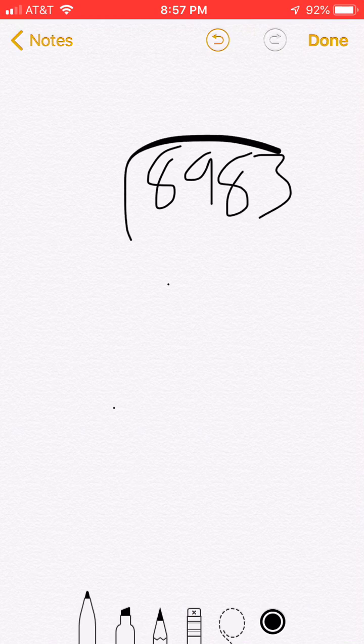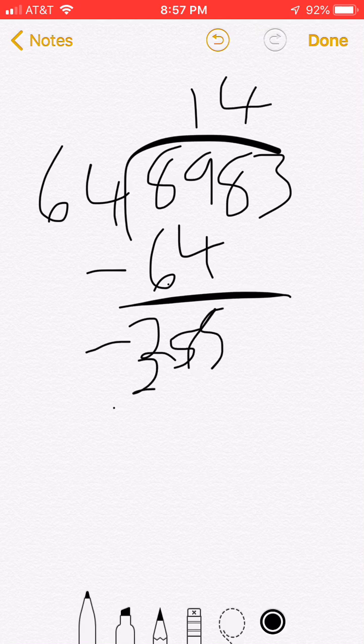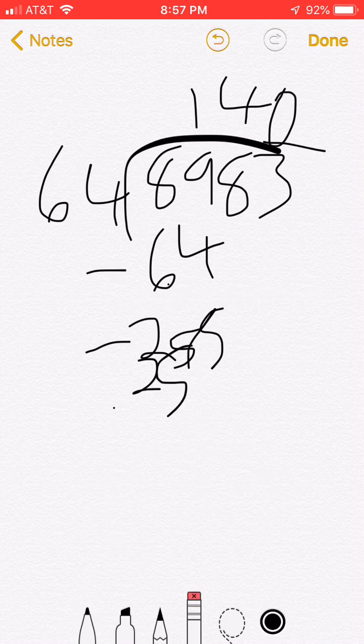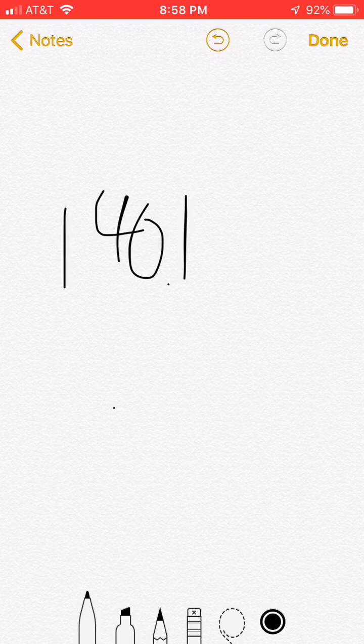8983 divided by 64. 64 goes into 89 once, minus 64 to get 258. It goes into it 4 times, minus 256 to get 23. And then 64 goes into 23 0 times. So our answer is 140 with the remainder of 23. And how do we write 140 remainder 23? We write it like this. 140 R 23. So that's how you write it.